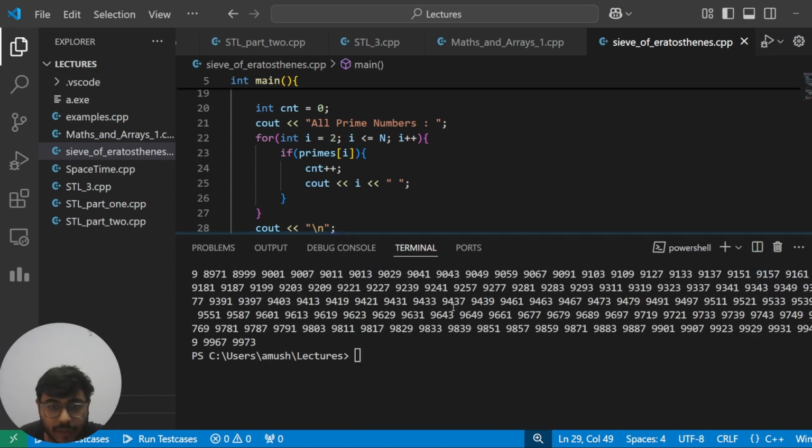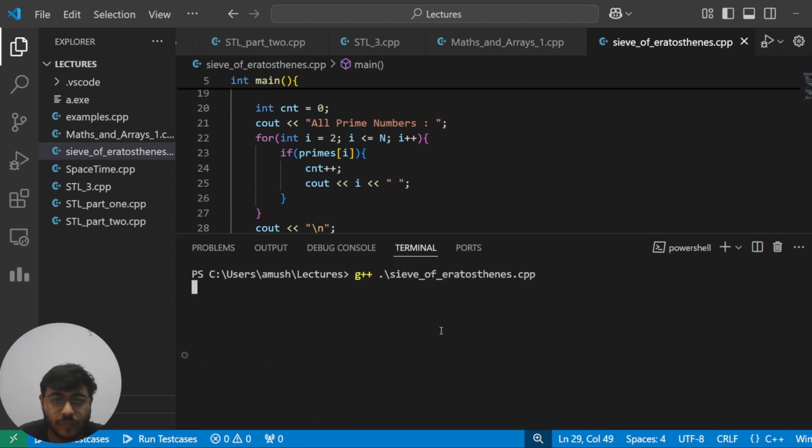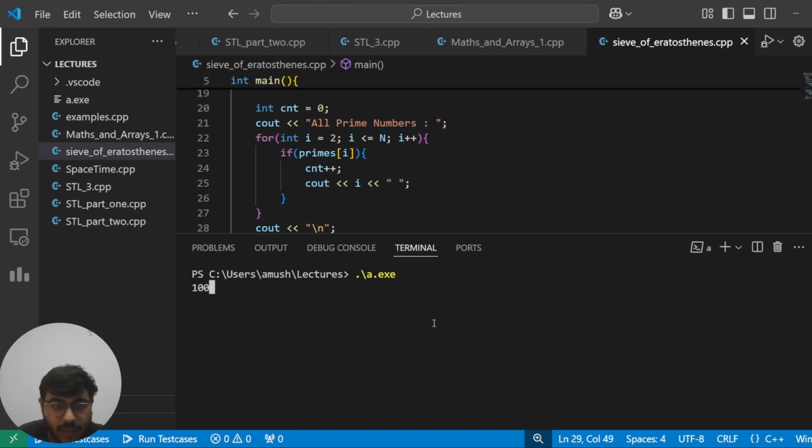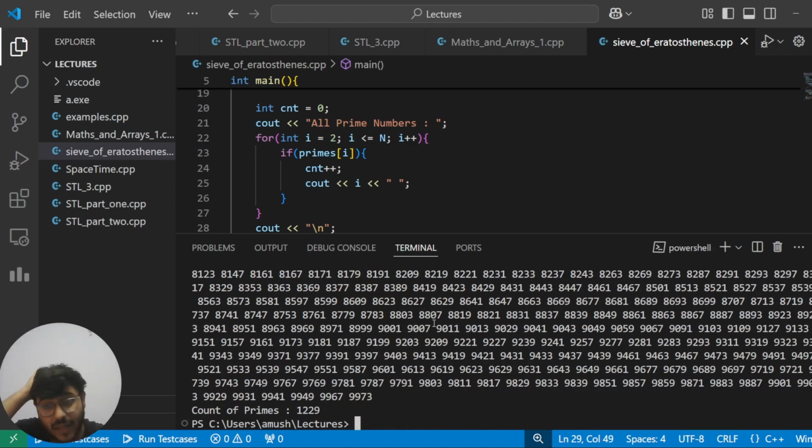So let's run this again. We have 25, so we can see 9 primes are right. Let's take 10,000 as we said. So we can see that there are 1,229 prime numbers between 1 up to 10,000.